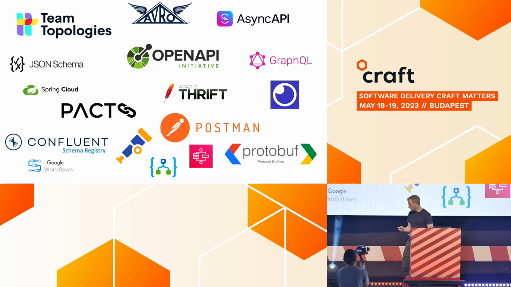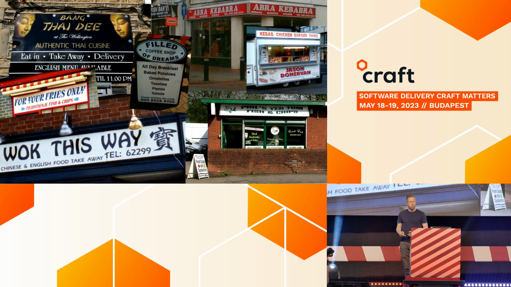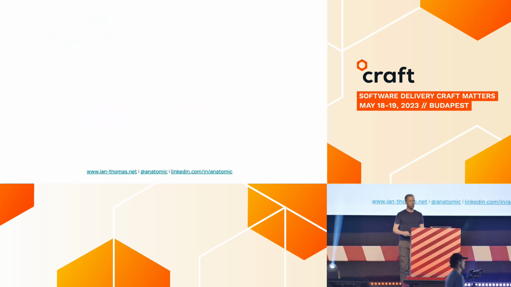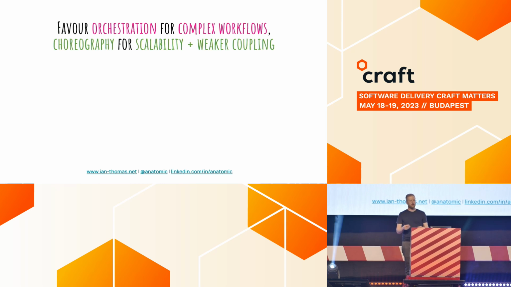So, with 4 minutes left on the clock, what are the key takeaways that I've got from this talk for you, other than the terrible English puns about takeaway shops? Number 1, favor orchestration when you have a complicated workflow, especially when you have a complicated workflow that has significant complexity in the error handling. Whereas choreography is a really good way of thinking about systems that require lots of scalability, high reliability, responsiveness, and there's not so much of a problem if they are more weakly coupled.